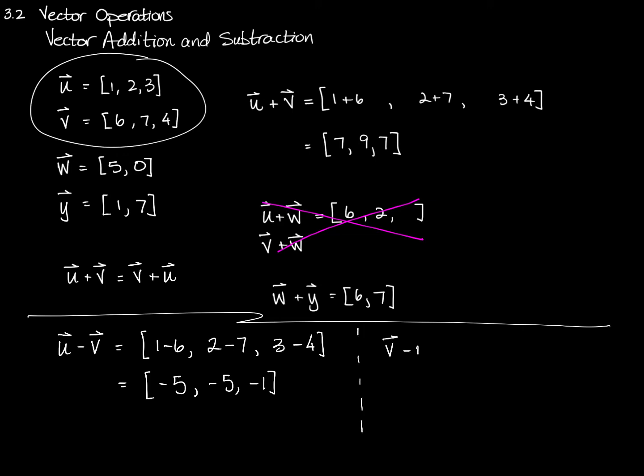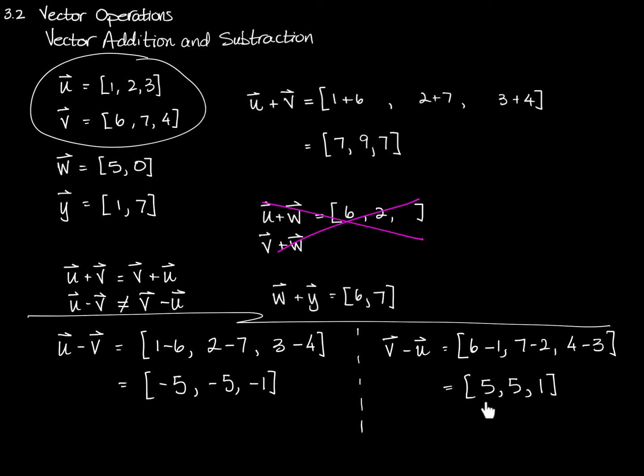Let's do v minus u. That's going to be 6 minus 1, 7 minus 2, and 4 minus 3. And that is positive 5, and positive 1. So u plus v does equal v plus u, but u minus v does not equal v minus u. And again, that goes back to the fact that we're operating on the components, and the components are real numbers. You can add two real numbers together in any order, but you can't subtract because you get a different value. Well, in this case, you get different entries.